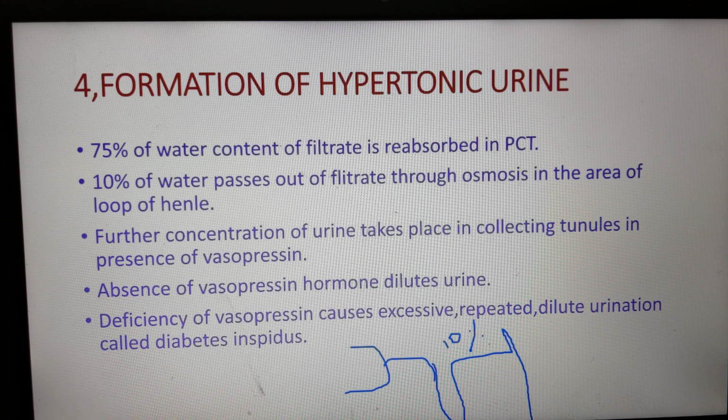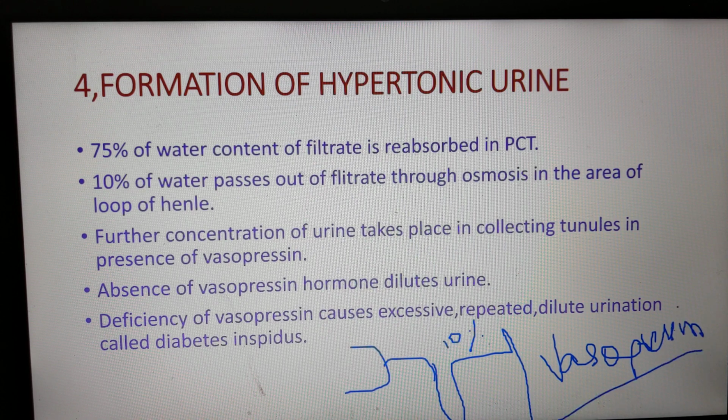But the concentration of urine happens in the presence of a hormone called vasopressin. If this hormone is absent, it will cause dilution. So in a person, a deficiency of vasopressin leads to excessive, repeated dilute urination called diabetes insipidus.